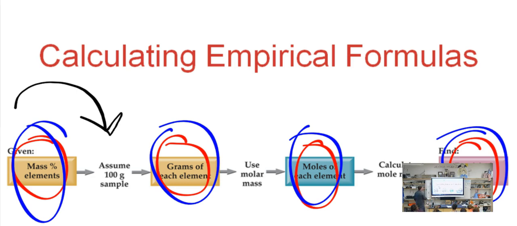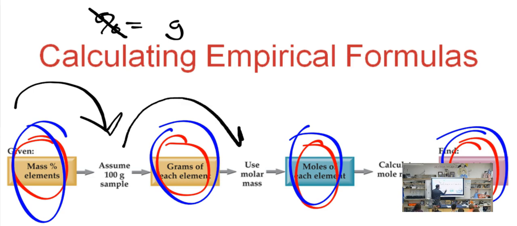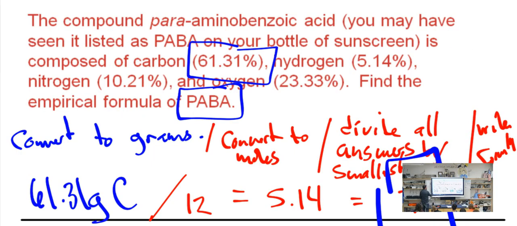Really, all that is doing is taking our percent sign and changing it to a gram. Because once I have it in grams, I can make it moles. And once I have moles, I can find the ratio of moles, and that will tell me the empirical formula. It's actually genius, whoever did this. So, 100 grams, convert to moles. Then once you have moles, you can calculate the mole ratio. Pretty not that bad. Let's do an example here.